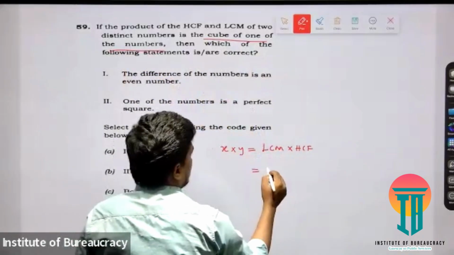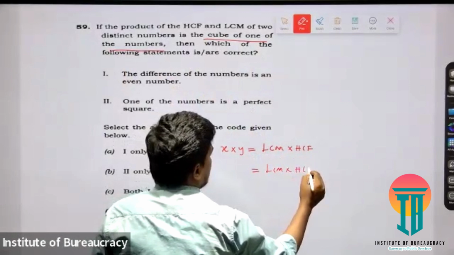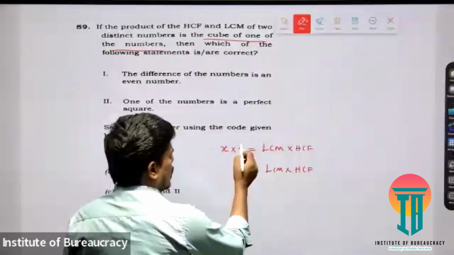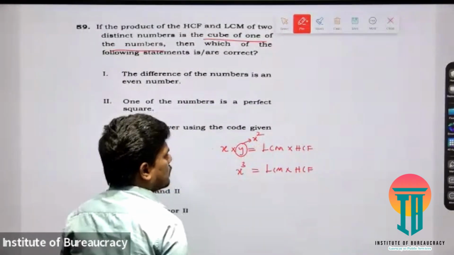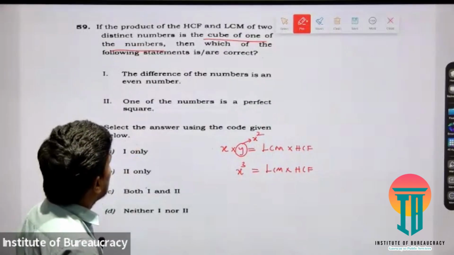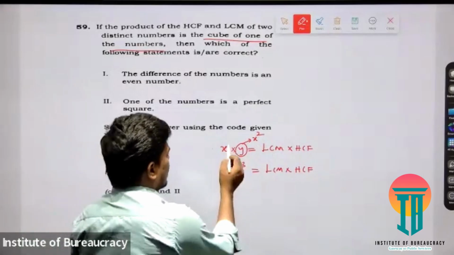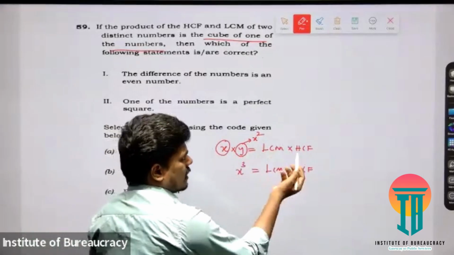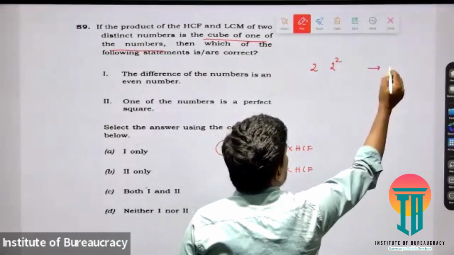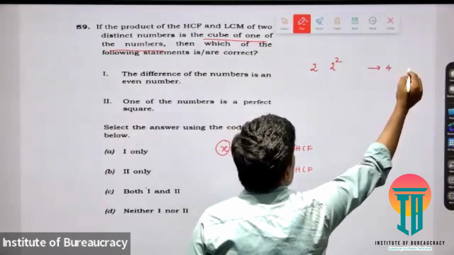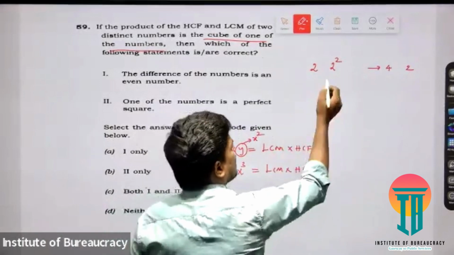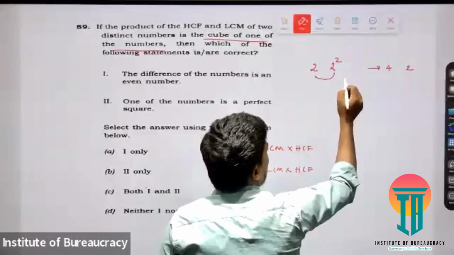Something like LCM into HCF is nothing but the cube of one of the numbers. Let us take that number x cube. That means your y is nothing but x square, then only you will be getting x cube. The difference of the numbers is an even number. Is it true? One number is x, the other number is x square. One number is 2, the other number is 2 square. So your LCM is going to be 4, HCF is 2, multiplication is 8, and this multiplication is also 8 only. The difference here is going to be 2, an even number.